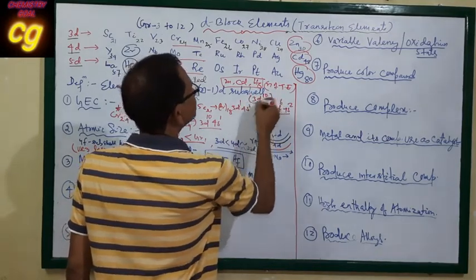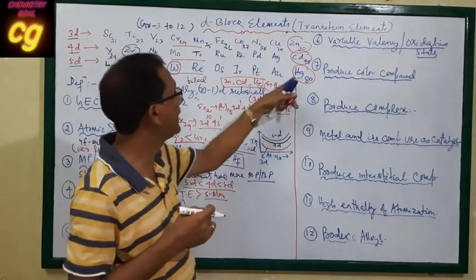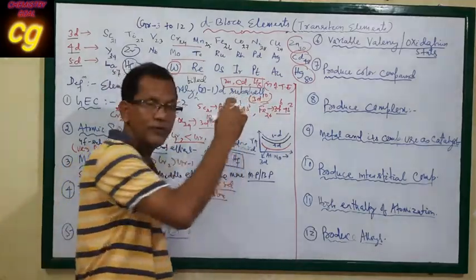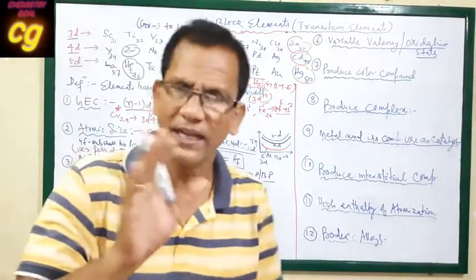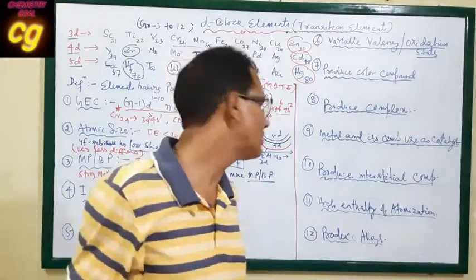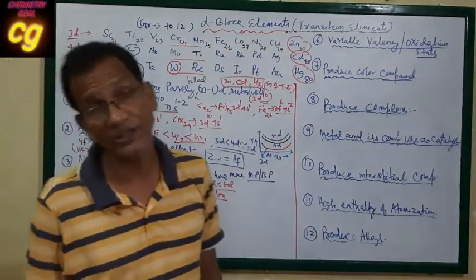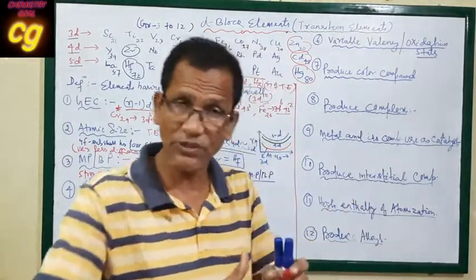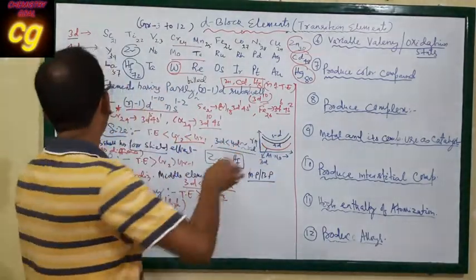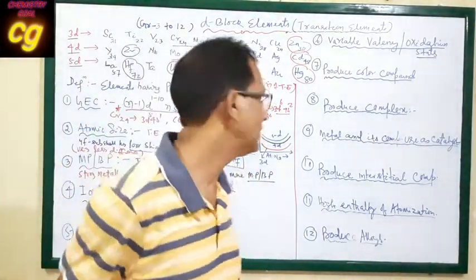Zinc has 3d10, cadmium has 4d10, and mercury has 5d10. As these have d10 configuration, they have no half-filled or partially filled d subshell. That's why these three elements are not considered transition elements. But why are they placed with transition elements? Because they have similar properties to the transition elements. That's why these three elements are placed with the other elements.